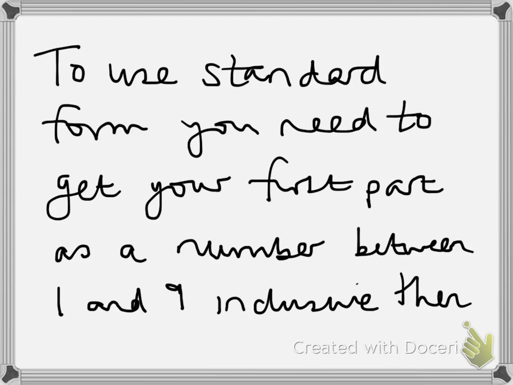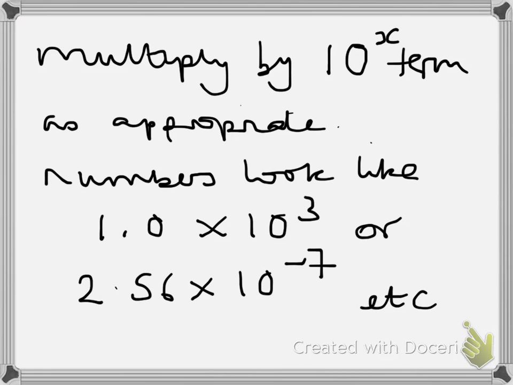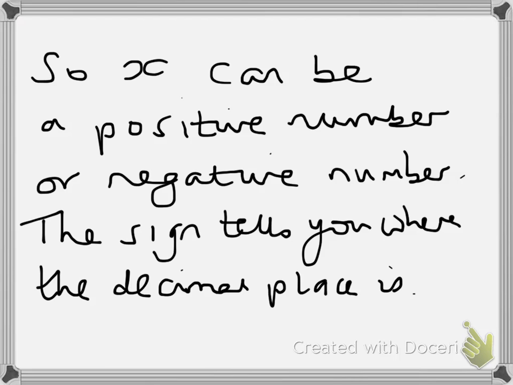To use standard form, you need first of all to get the part of the number between 1 and 9 inclusive. So the first part of your standard form should be any number like 1, 2, 3, 4, 5, 6, 7, 8 or 9. Then it will have a factor where it's multiplied by 10 to the power x. The x can be negative or positive, so numbers might be things like 1.0 times 10 to the 3 or 2.56 times 10 to the minus 7. The positive or negative sign tells you where the decimal point is.